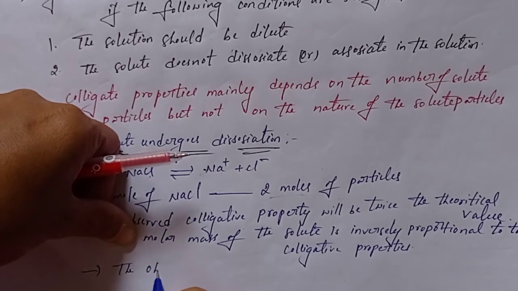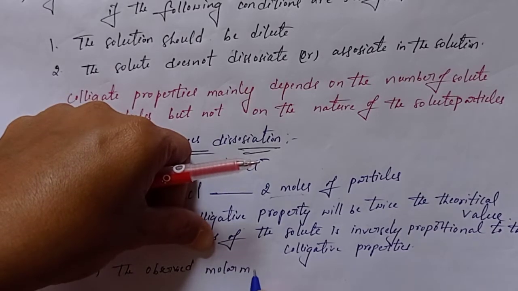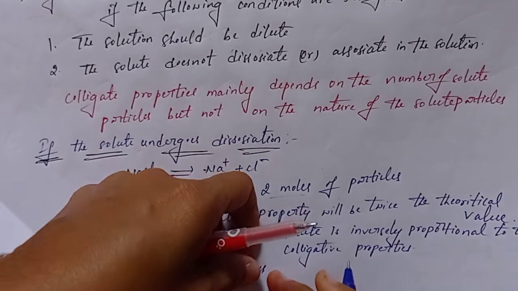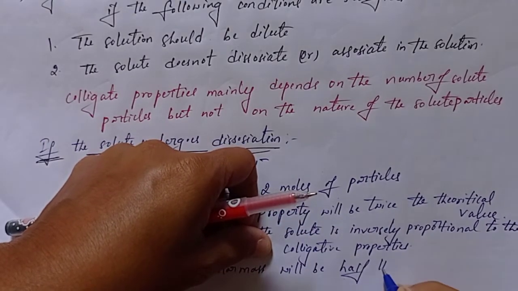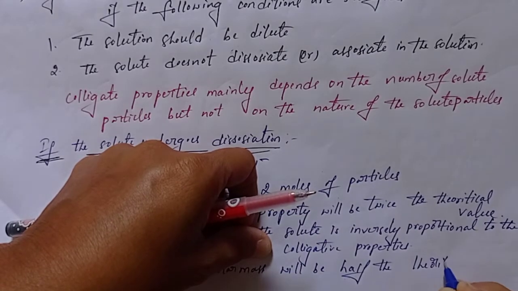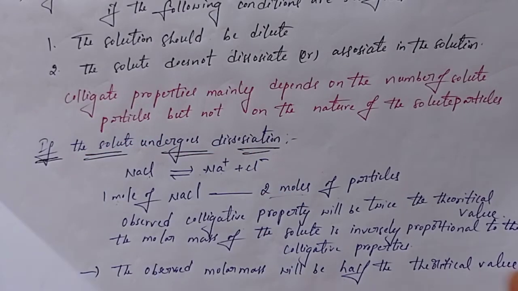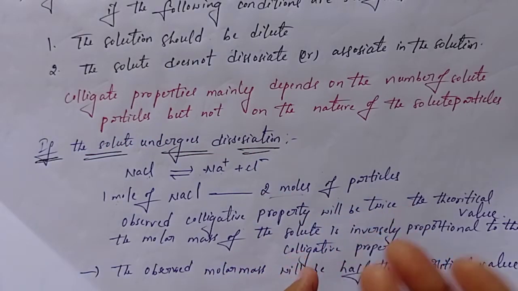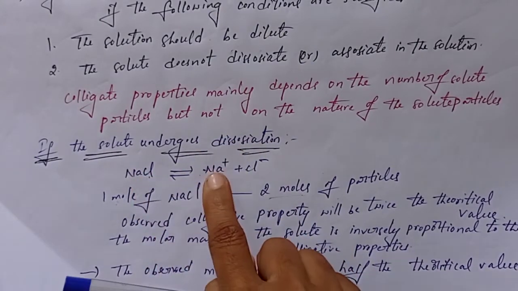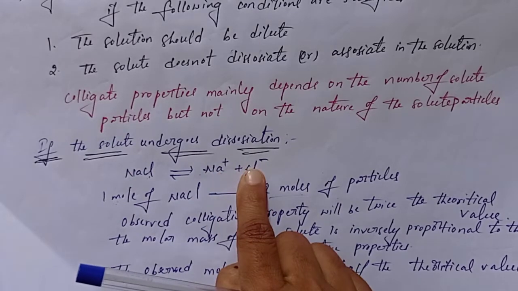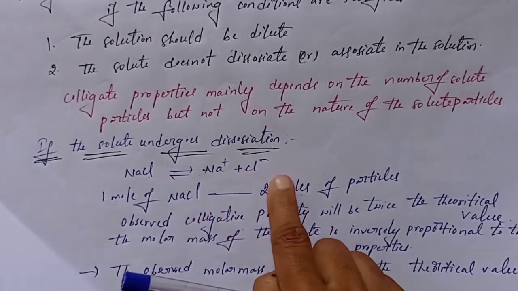The observed molar mass will be half the theoretical value. Clear? Will be half the theoretical value, students. Okay, so this is the case if the solute undergoes dissociation. Are you following? When it undergoes dissociation, the number of particles increases, which means colligative properties increase. So 1 mole gives 2 moles, that's why the number of moles increases.